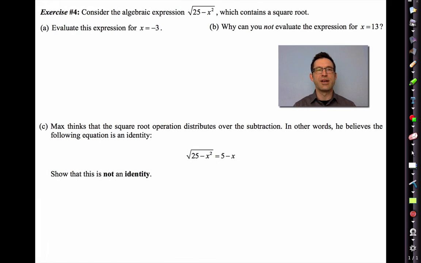Let's take a look at exercise number 4. Now we have a square root involved. Consider the algebraic expression square root of 25 minus x squared, which contains a square root. Evaluate this expression for x equals negative 3. Then it asks us, why can you not evaluate the expression for x equals 13? Well, first, take a moment and try to evaluate the expression for x equals negative 3. You should be able to do this without your calculator. All right?